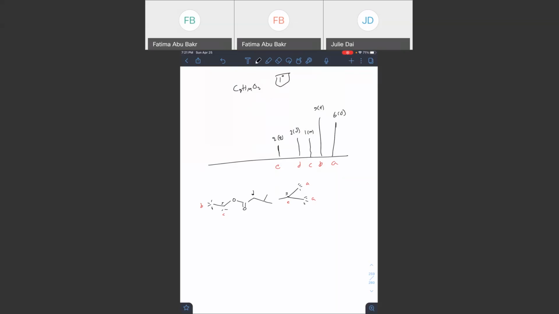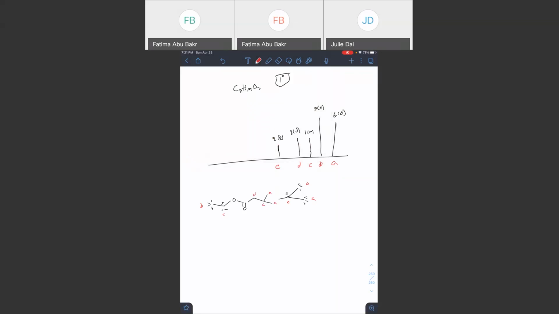This one is a 2, but it must be a 2 doublet because it is adjacent to only 1 hydrogen. So perfect. So I'm just going to relabel these again in red. So A, this is C, and then this one is the 2 doublets, that's D. And that accounts for all of our hydrogens.